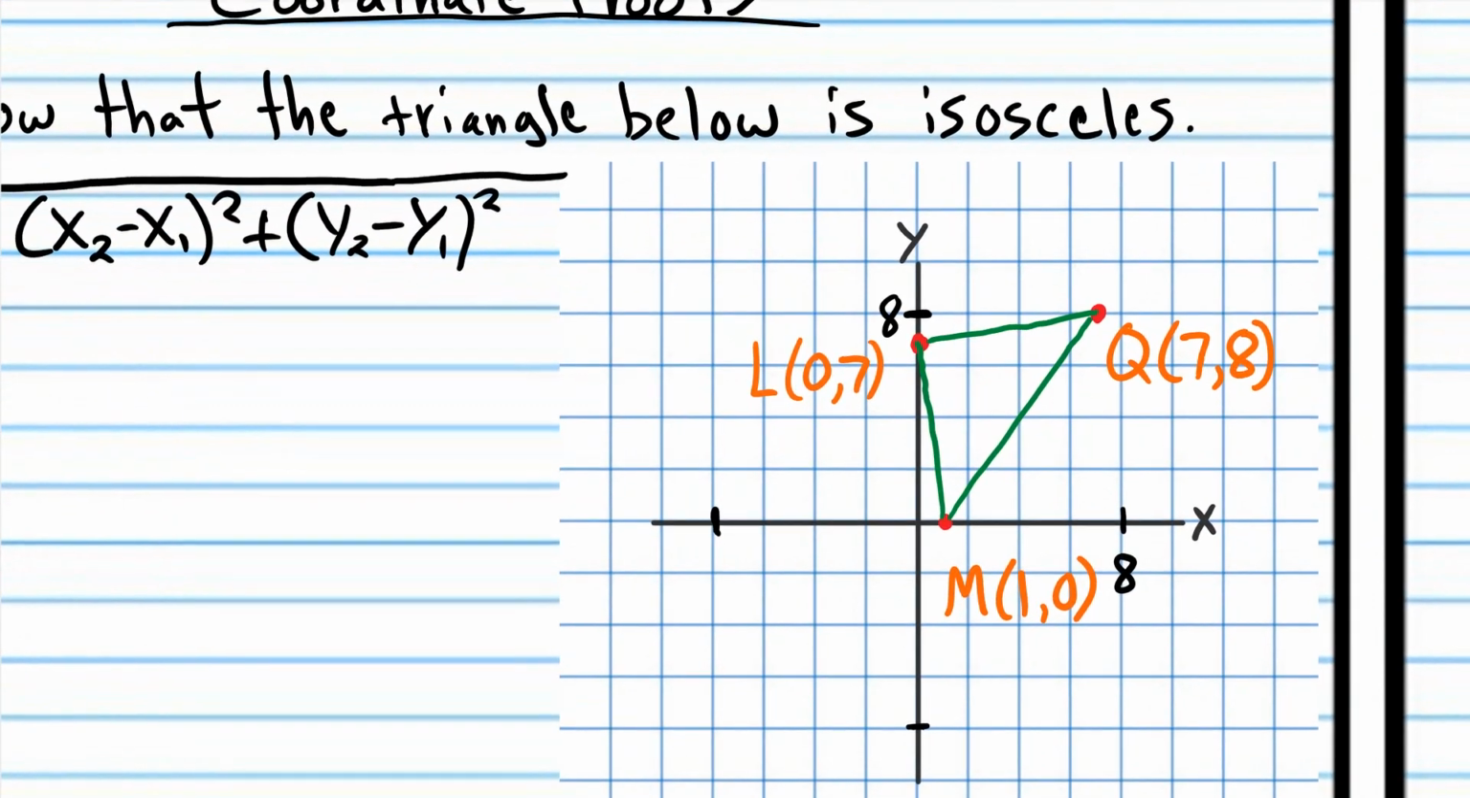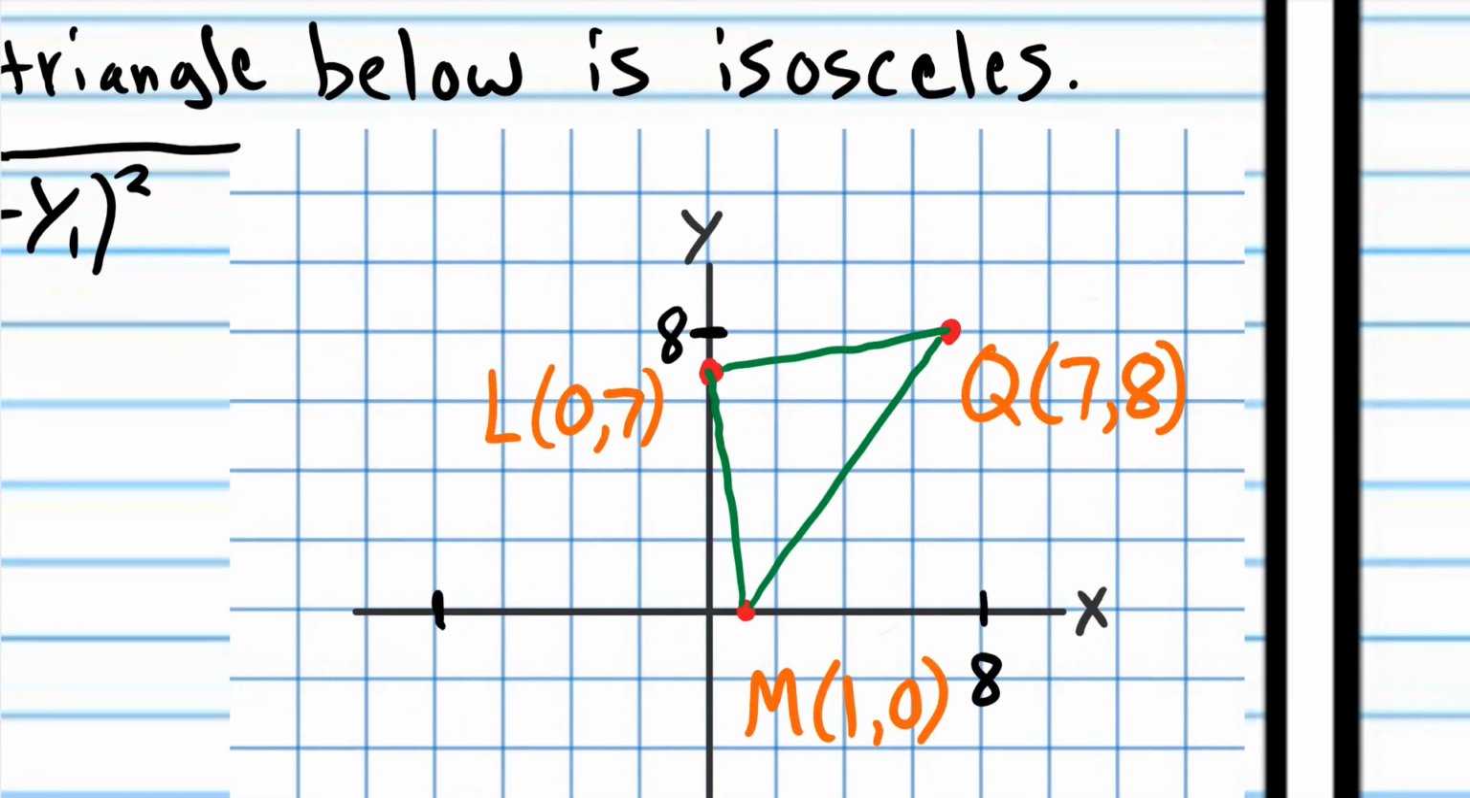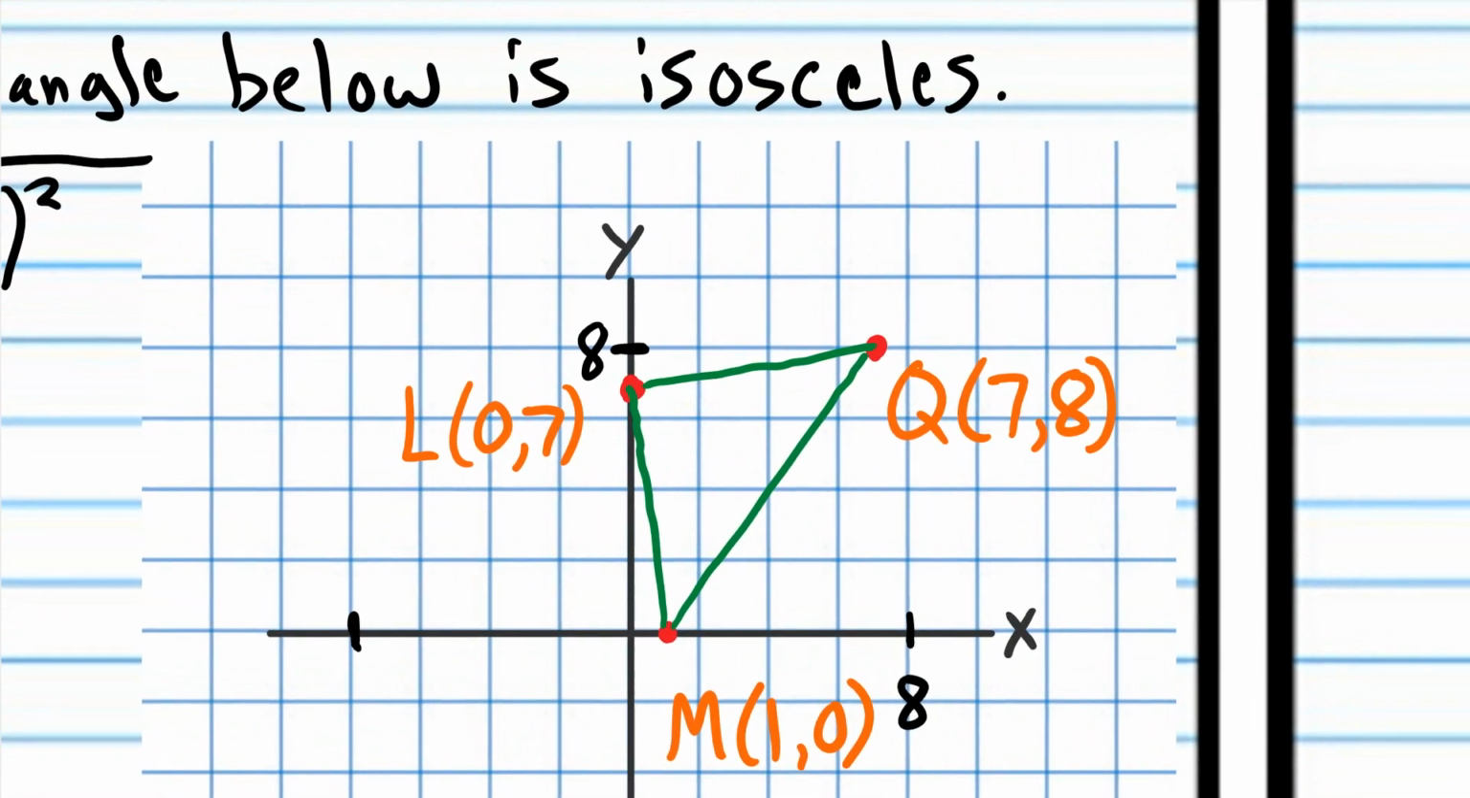Now, if you want to, you can use the triangle method to find the distance between points. For example, if you wanted to find the distance between L and Q, you would draw this triangle and find the length of the legs. To find this leg, you would subtract the y values, that would be 1. And to find this leg, you subtract the x values, that would be 7. And then you just use a squared plus b squared equals c squared to find the distance.